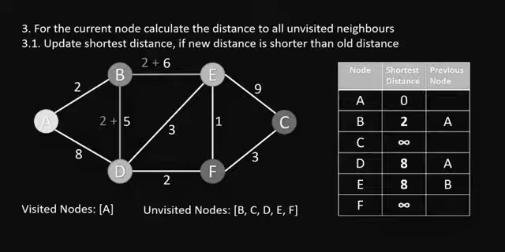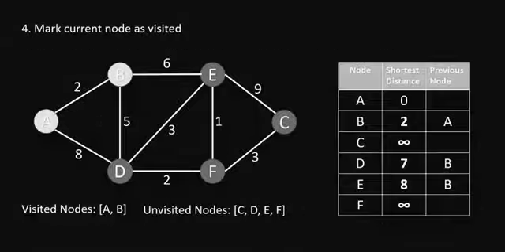As the previous node, we store B. Now let's look at the node D. It will now have the distance of 7 from A over B. This means we need to compare it with our current value 8 in the table, and since 7 is less than 8, we set the current value for the shortest distance to 7, and we set the previous node to B. And now we are finished with B.